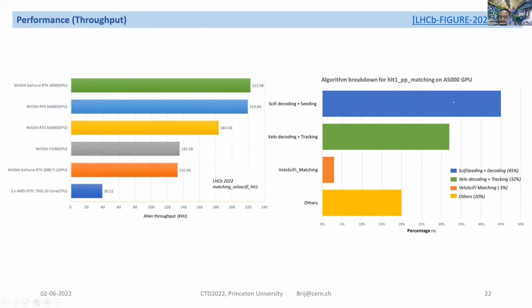In terms of the breakdown, the SciFi seeding and decoding, plus the Velo decoding and tracking, are the two major parts, where the SciFi seeding plus decoding is about 45% of the total run, and the matching algorithm is comparatively very light, and then there are many other algorithms which run in our HLT1.